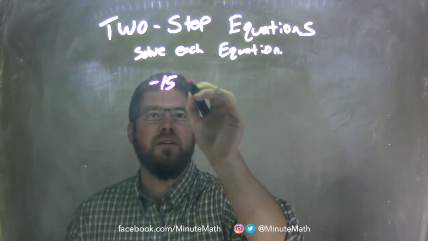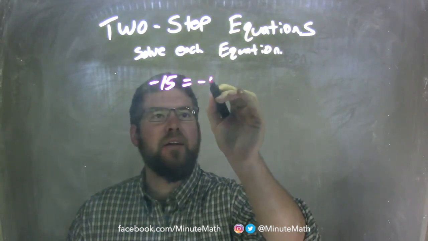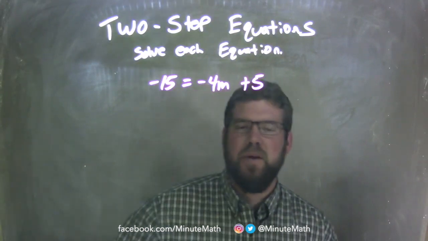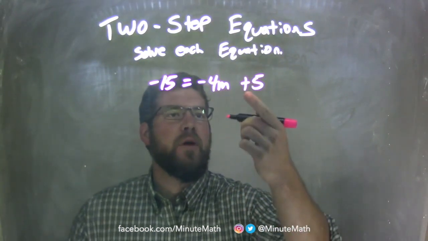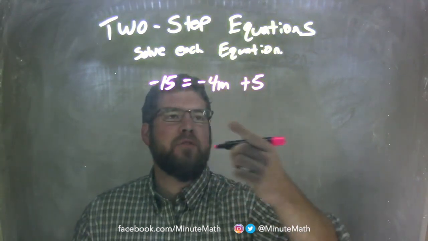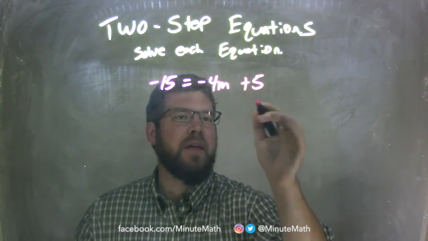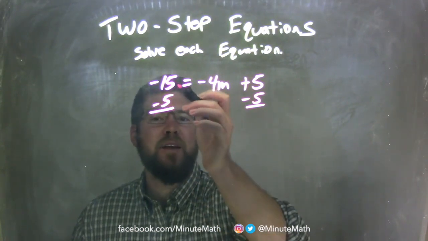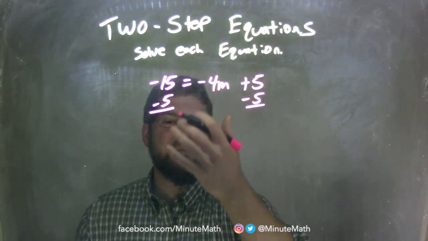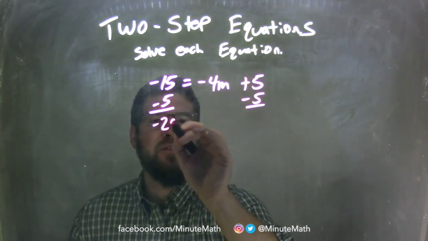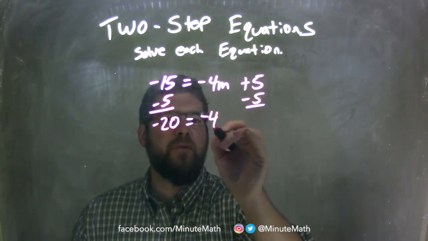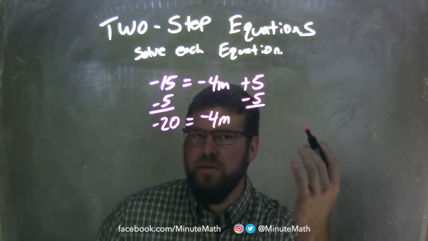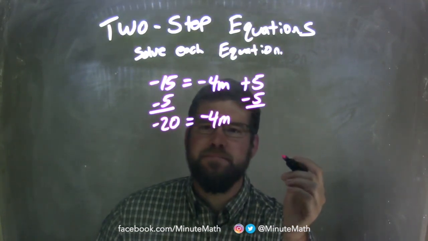Negative 15 equals negative 4m plus 5. Okay? Well, my first step would be get this 5 over to the left. So I see there's adding a 5, so opposite of that is subtracting a 5. So I'm going to subtract a 5 to both sides. And I have negative 15 minus 5. That makes it more negative and actually becomes a negative 20 equals negative 4m. I'm bringing that down. And 5 plus negative 5, that cancels, right? There's 0. And we don't need to write the add 0 here.